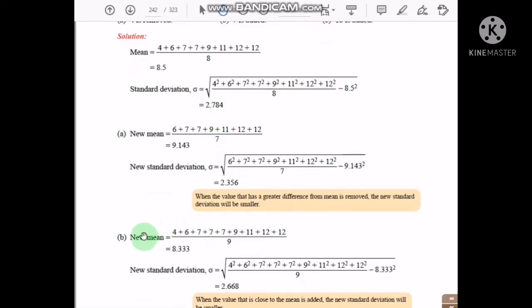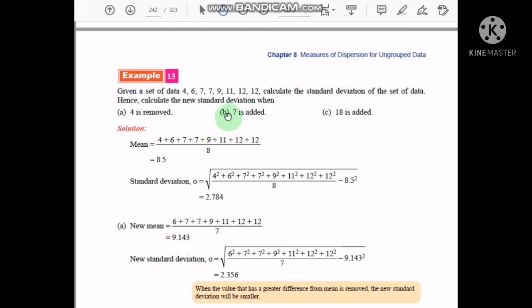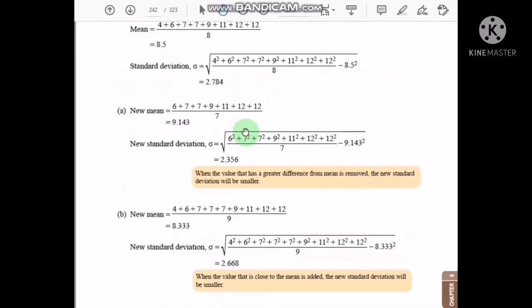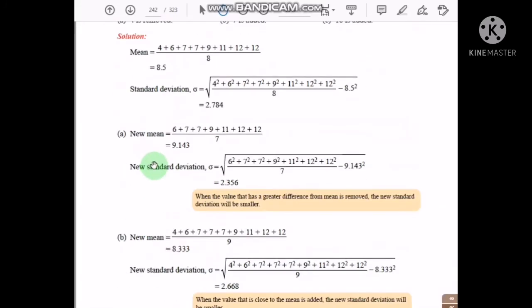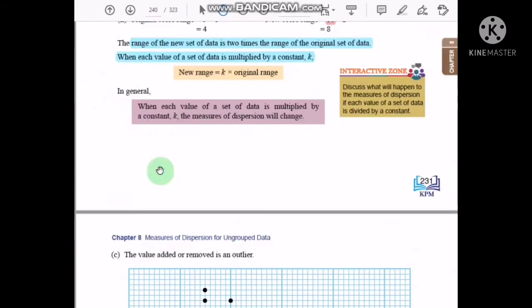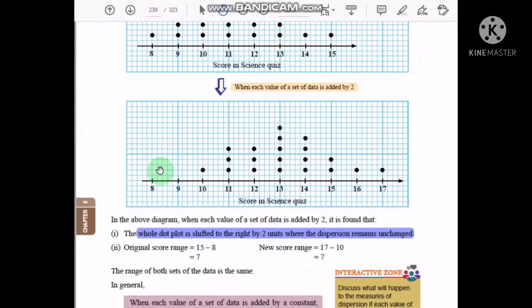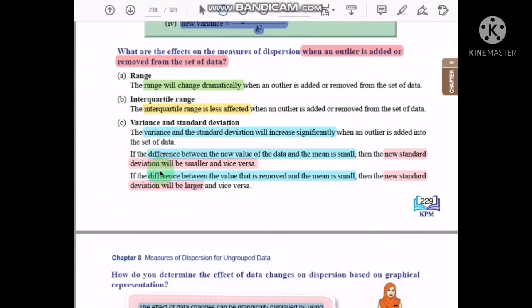Okay, so look at B. What happened to B? 7 is added. Okay, look at what you have learned here. When added, look at this one.